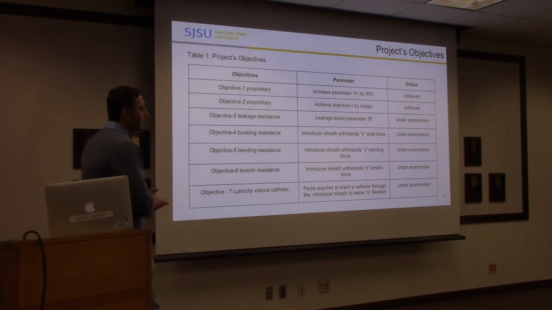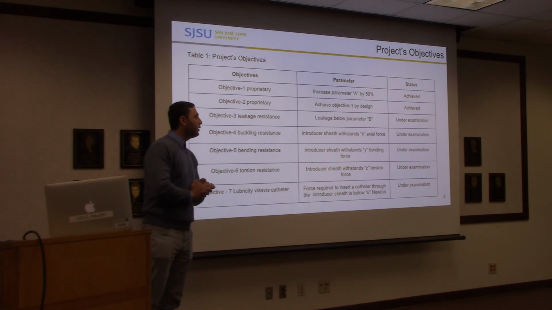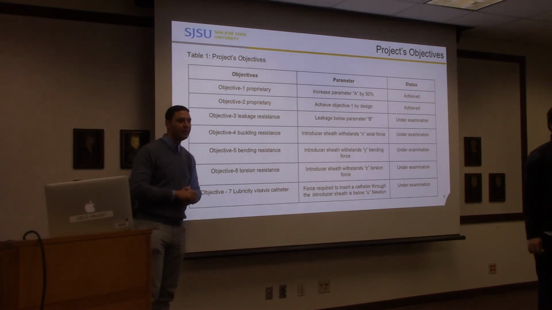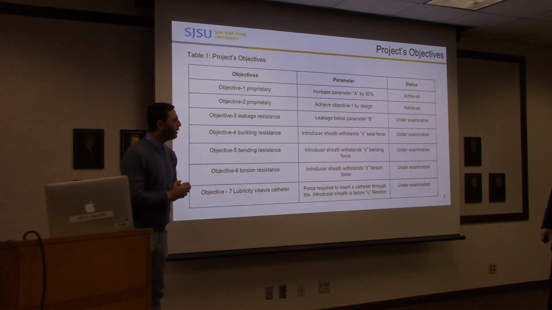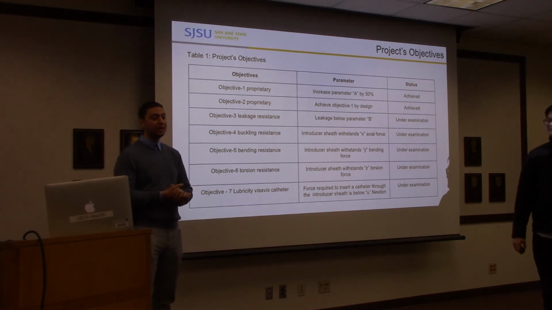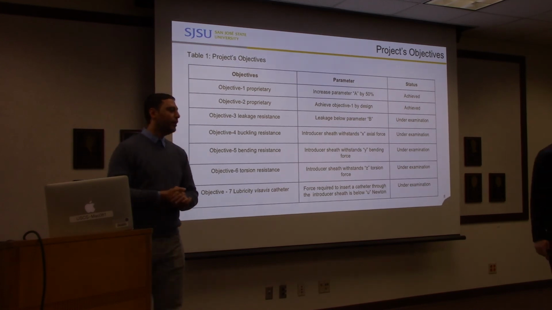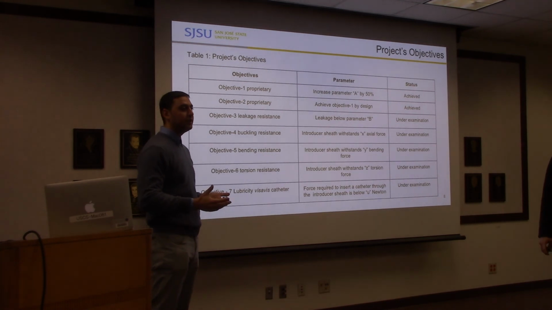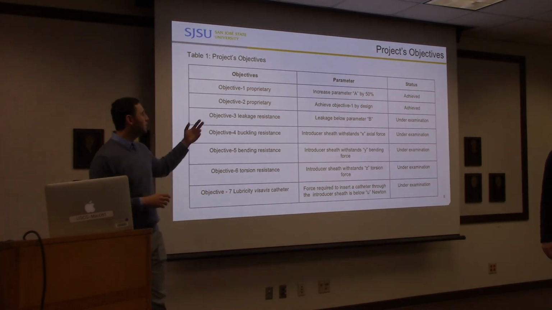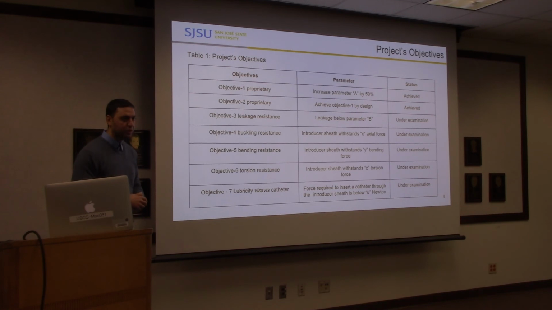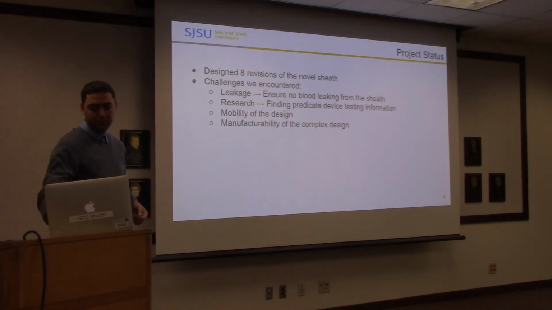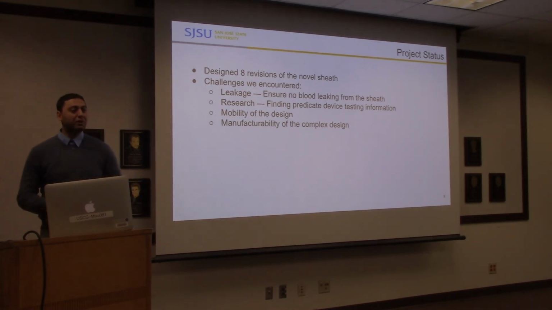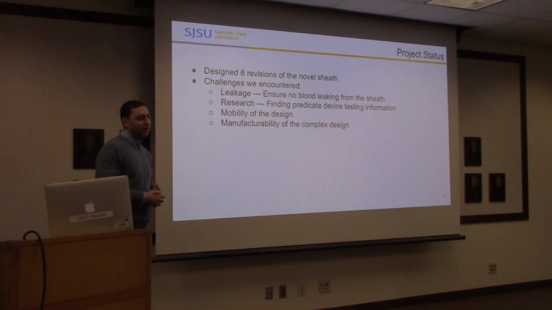These are the main objectives for our project, in conjunction with the company that we're working with. The first two objectives are proprietary to the company, and unfortunately we cannot show the design at this point because it's not patented yet. The rest are general objectives for most catheter sheaths on the market, such as buckling resistance, leakage resistance, bending, torsion, and lubricity. We went through about 8 revisions of the design, and we're at the final stages to freeze the design.